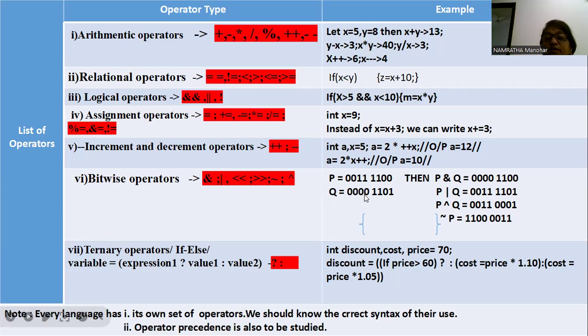So all zeros here become ones, and the ones become zeros. 0, 0 has become 1, 1, 1 has become 0, 1, 1 has become 0 here. So this is the complement of P.